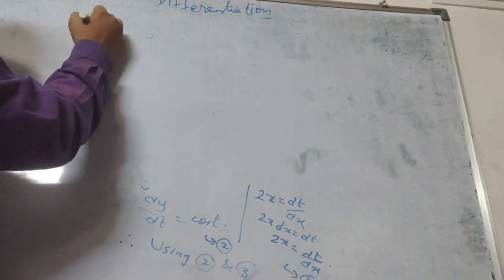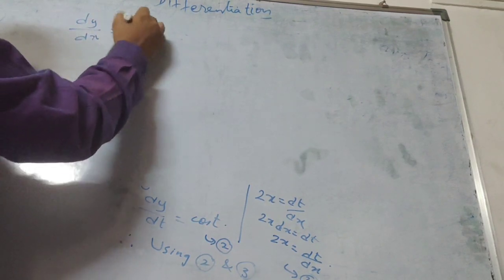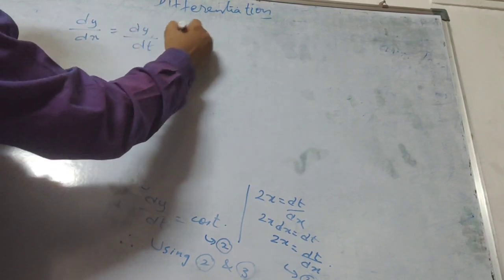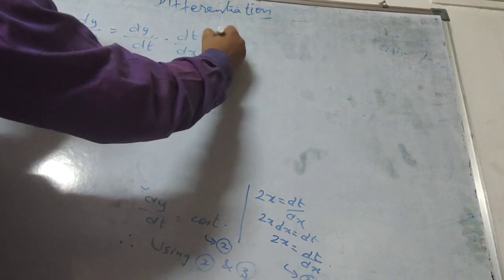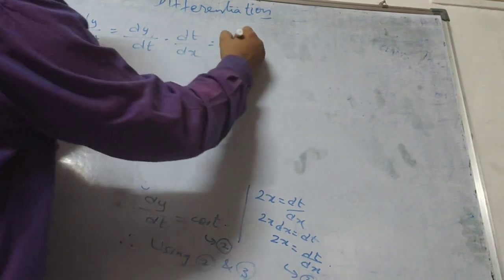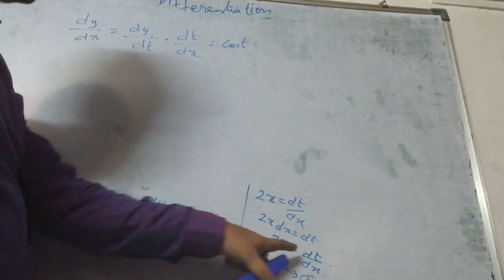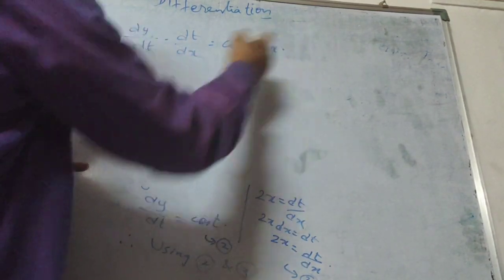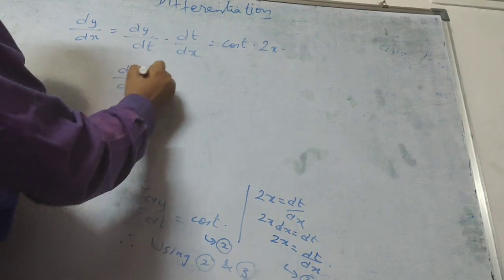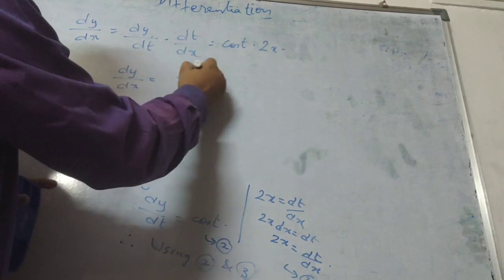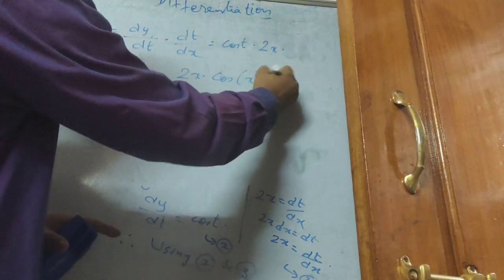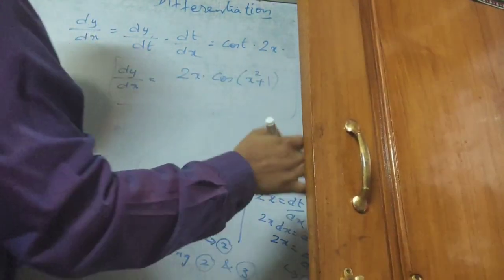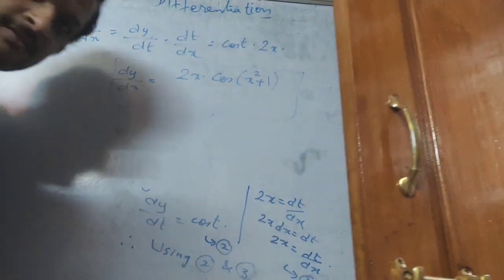Using 2 and 3, dy by dx is dy by dt into dt by dx. So this is equal to dy by dt, which is cos t, into dt by dx, which is 2x. So dy by dx equals 2x into cos of t. t we have taken as x square plus 1.